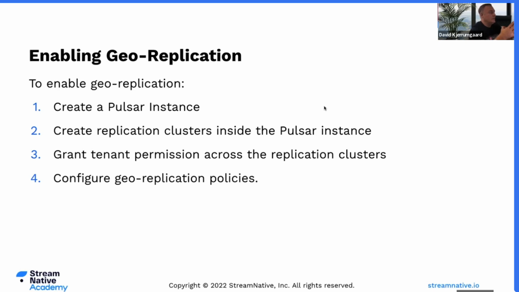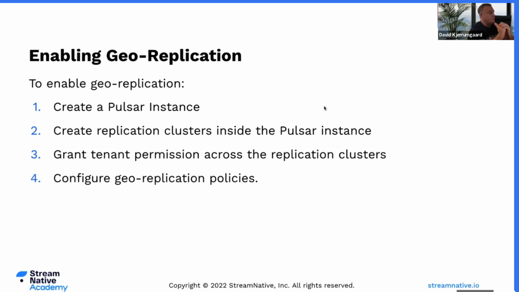Then you create as many replication clusters and assign them underneath that Pulsar instance as you need. So in this case, let's just say you're going to have 2: you create cluster A, cluster B. They have to join that Pulsar instance that you created. You have to have replication set up between those 2 clusters. The tenant has to exist in all of these clusters in order for it to work.